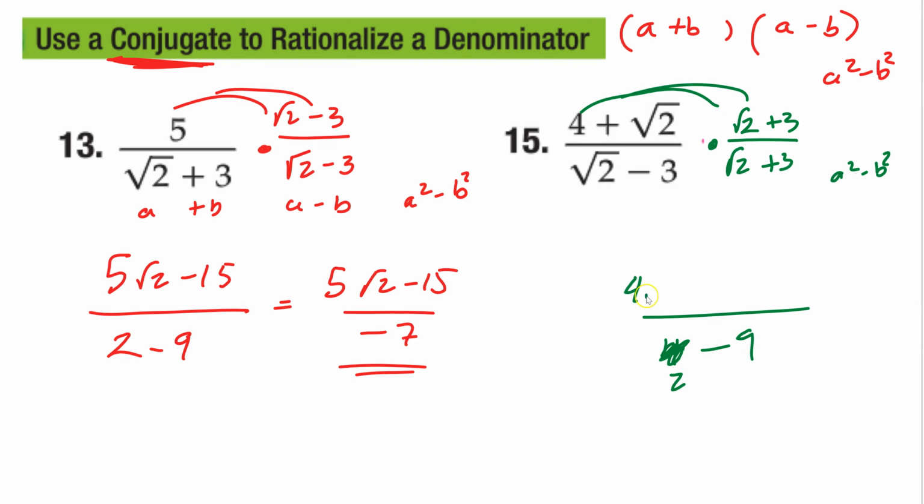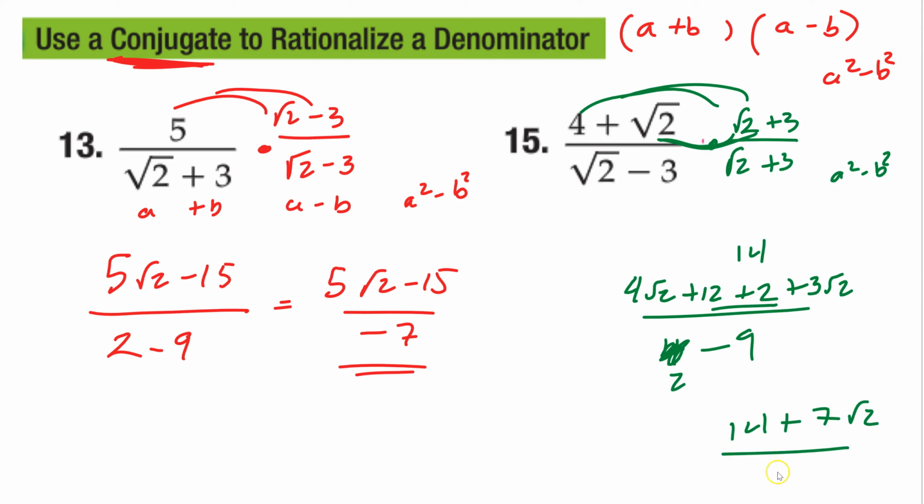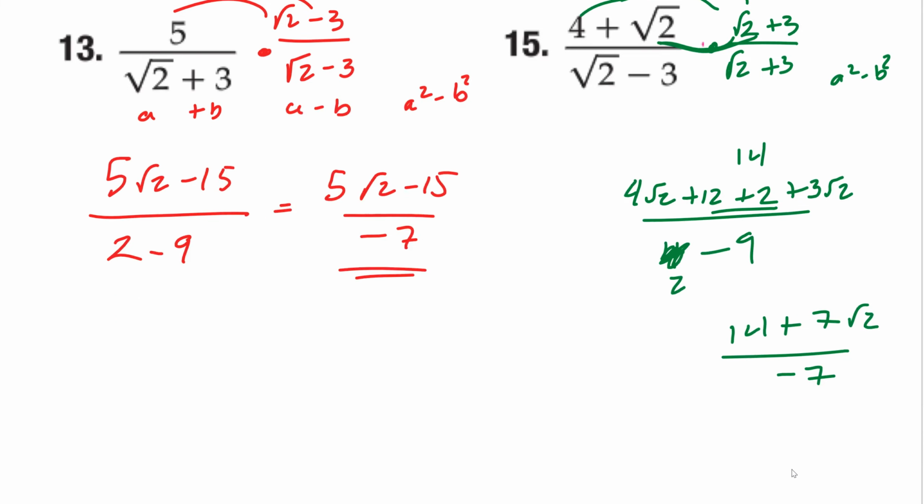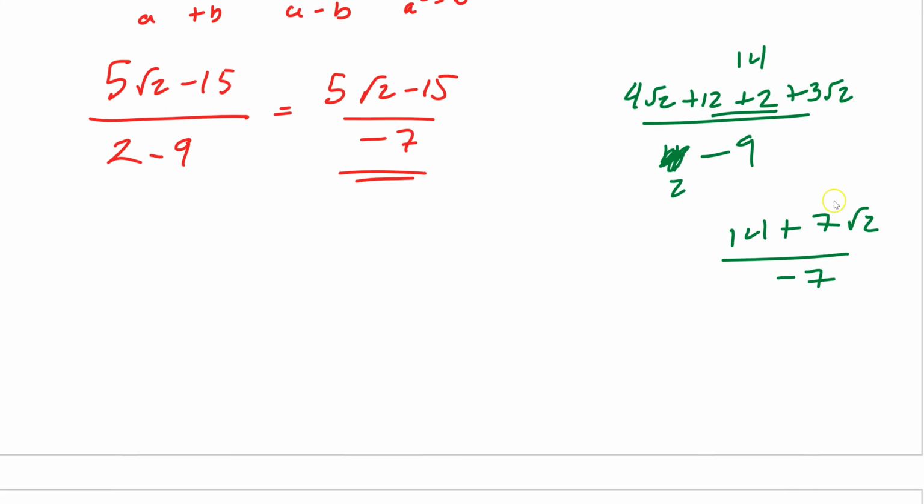So you can be like 4 rad 2 plus 12. And then rad 2 times rad 2 is 2. And that's going to be 3 rad 2. Rad 2 times 3. Add up like terms. 14, 7. So I get 14 plus 7 rad 2 all over negative 7. You think I'm done, but that actually simplifies, right? These all divide by negative 7. So divide everything by negative 7. So you get negative 2 plus, actually minus rad 2.